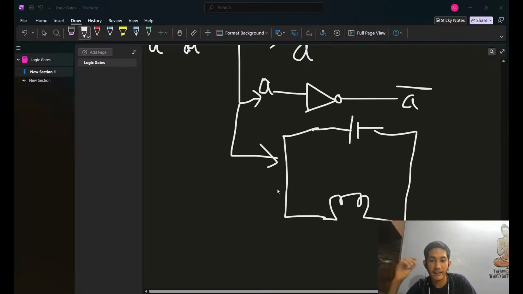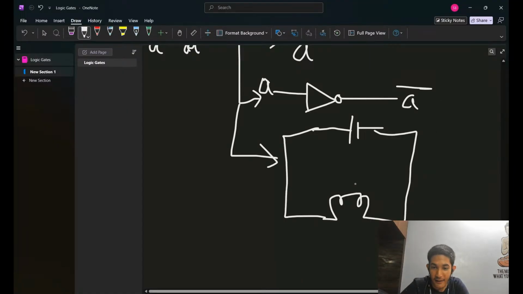The question is where should you place the switch or connection here so that the bulb will be on if the switch is open, and the bulb will be off if the switch is closed. Can anybody tell? Okay, you are all struggling, so I'll say.